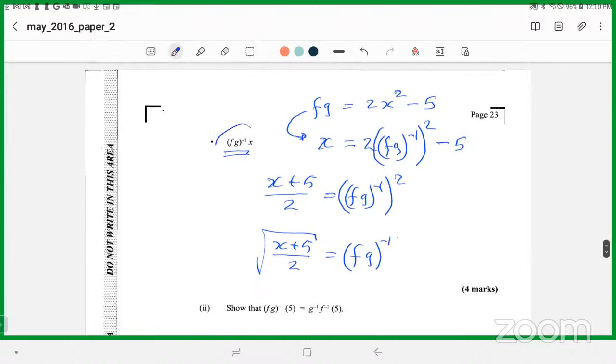And that's what this is. I just leave off the of x. This is of x. I don't need to put it. That's what it should be. But this is the answer for that: fg all to the minus 1.